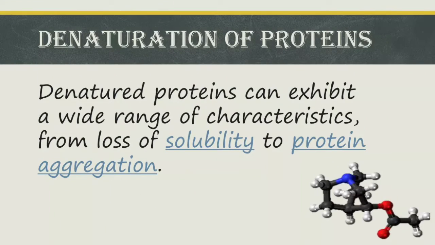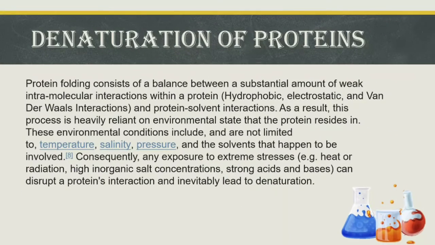Protein denaturation. Denatured proteins can exhibit a wide range of characteristics, from loss of solubility to protein aggregation. Protein folding consists of a balance between a substantial amount of weak intramolecular interactions within a protein, like hydrophobic, electrostatic, and van der Waals interactions, and protein-solvent interactions. As a result, this process is heavily reliant on the environmental state that the protein resides in.